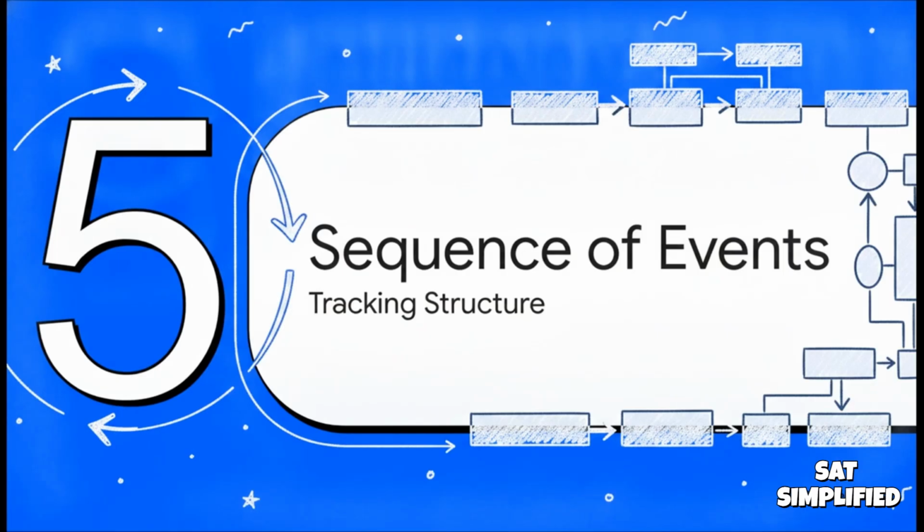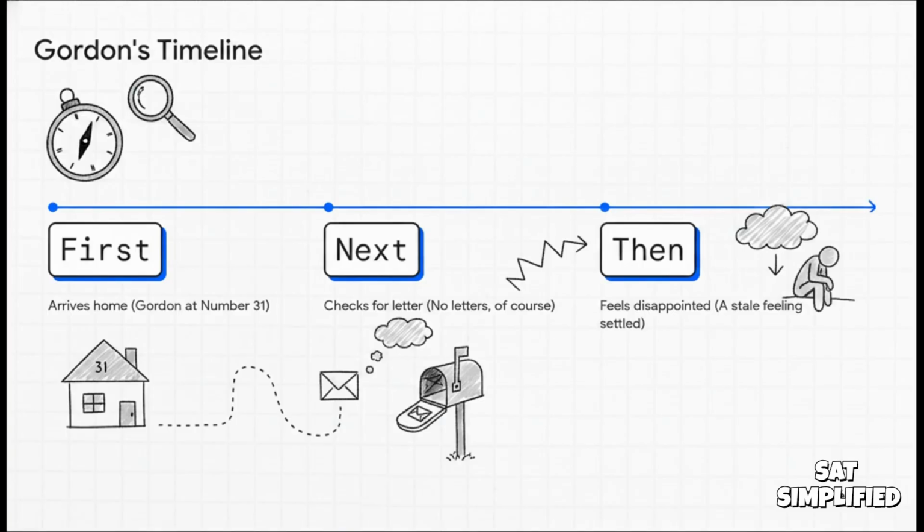Finally, Section 5, Tracking Sequence of Events. For our final structural decryption, we're going to look at a macro-level view of how events and reactions string together in a text. You'll see this a lot in overall structure questions. When asked about structure, simply trace the physical actions right alongside the internal reactions chronologically.